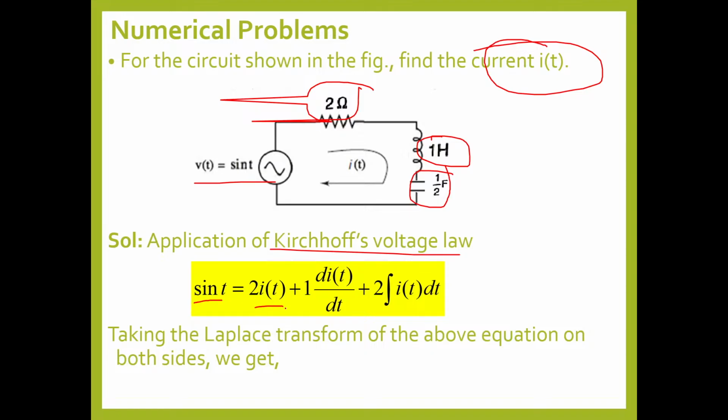Sin t is equal to R into i of t, that is 2 i of t, plus L into di by dt, plus 1 by C integral of i of t. This is the expression that you will get.